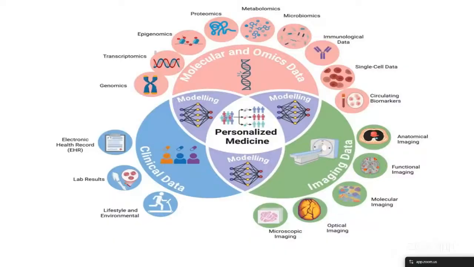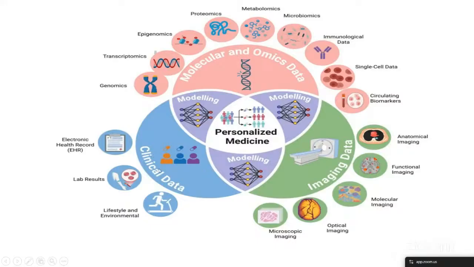There are so many applications that use multi-omics data. You can combine these datasets together to perform multi-omics analysis. There can be clinical data, which are stored in electronic health records or lab results, or can be analyzed using lifestyle and environmental conditions. Then you have genomic data, transcriptomics data, epigenomics data, proteomics, metabolomics, microbiomics, immunological data, single cell data, circulating biomarkers. These are the molecular and omics data.